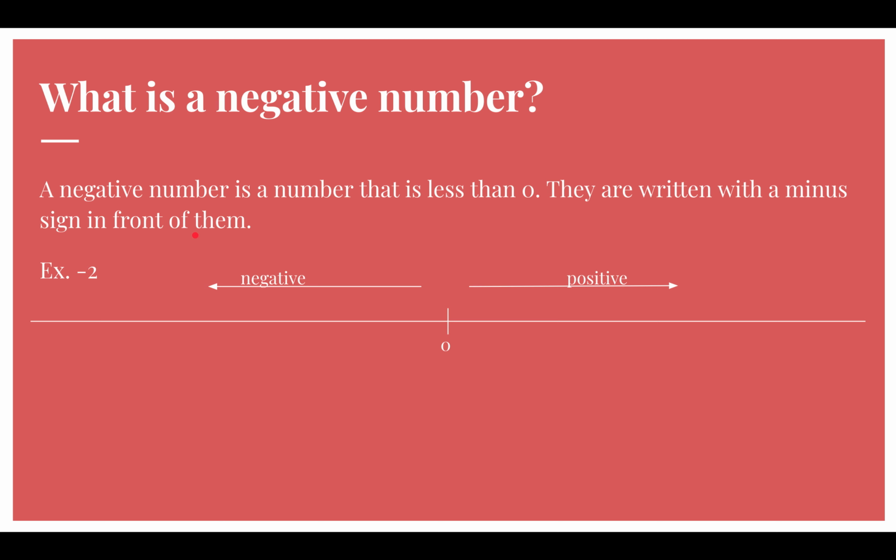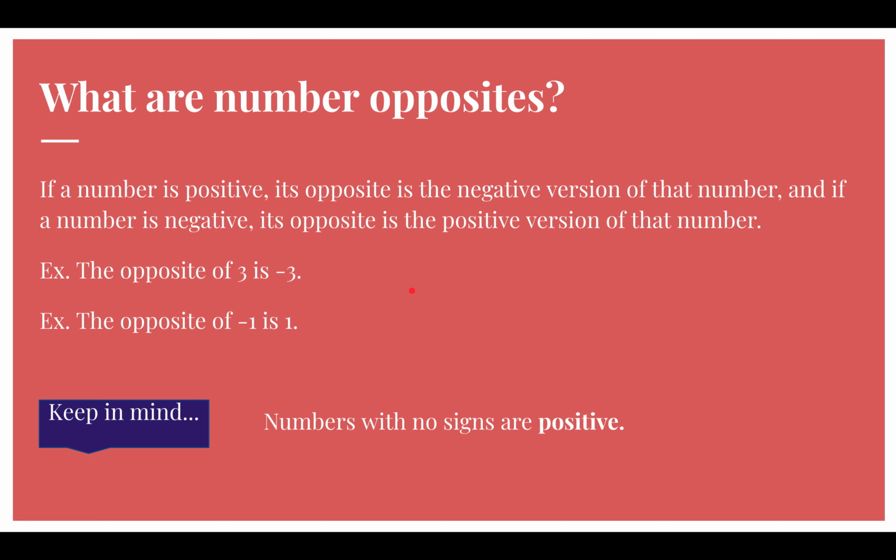So what is a negative number? A negative number is just a number that's less than 0, and they're written with a minus sign like this. This number right here is called -2. And as you can see on this number line, anything to the right of 0 or greater than 0 is a positive number, and anything to the left of 0 or less than 0 is a negative number.